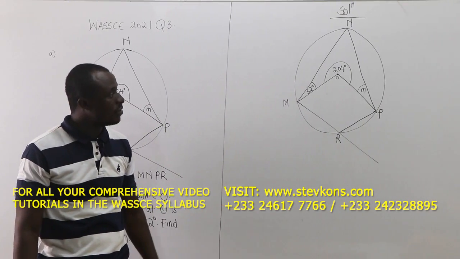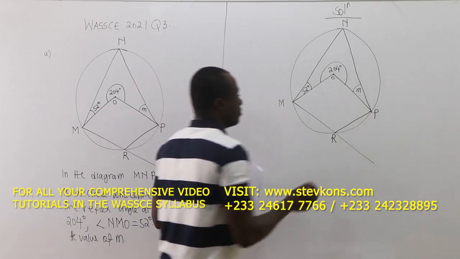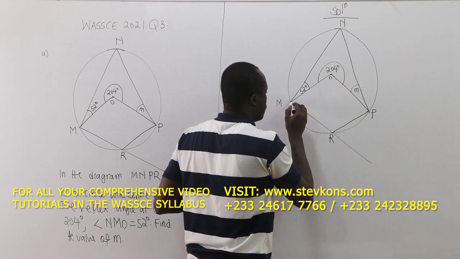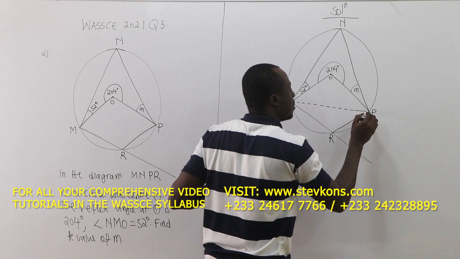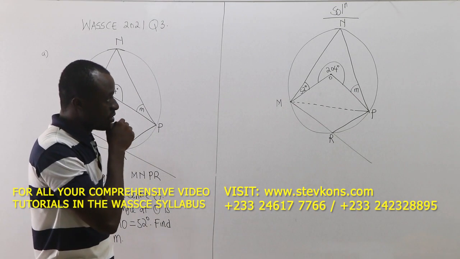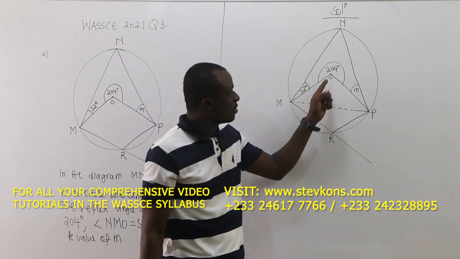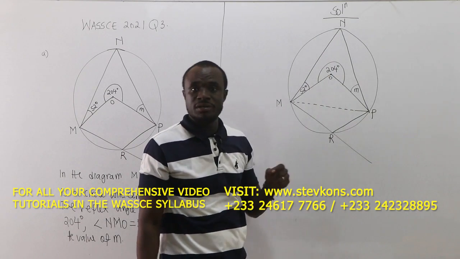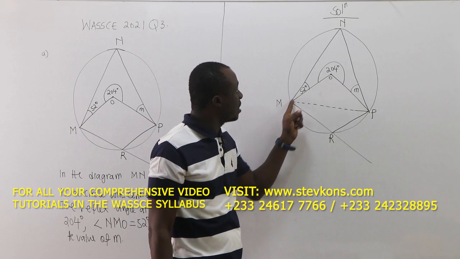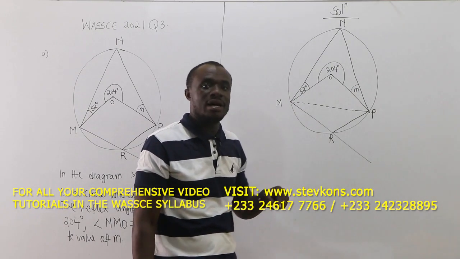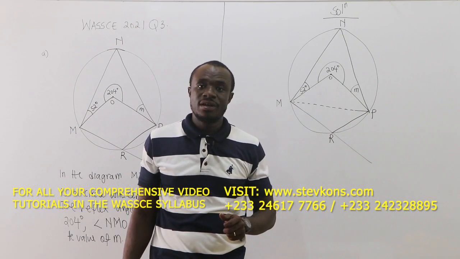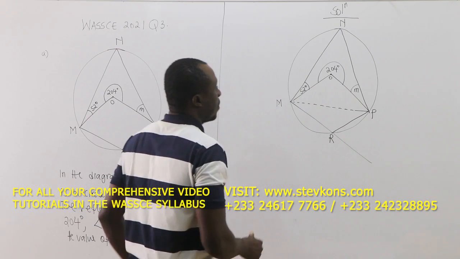It's better if you can redraw, make sure that you redraw. Now, MP is a chord. So let's use short dashes. We are introducing it in the question. Now, we know we can have a center circumference relationship, and then we can see that in triangle MNP, we add the angles in the triangle, which will be equal to 180, and then we can find the m.